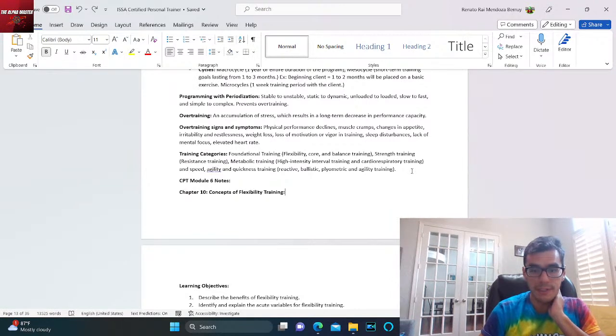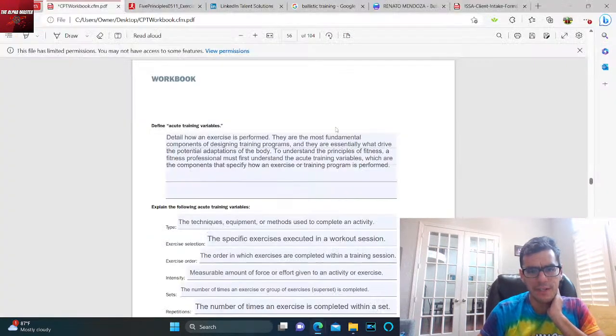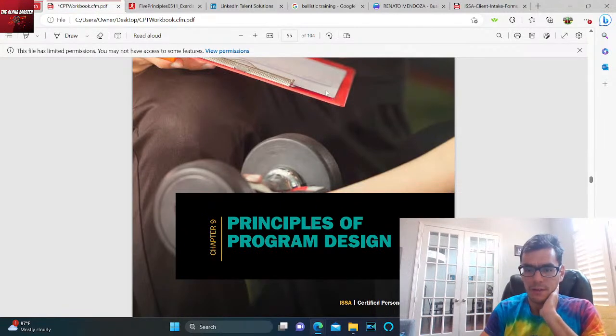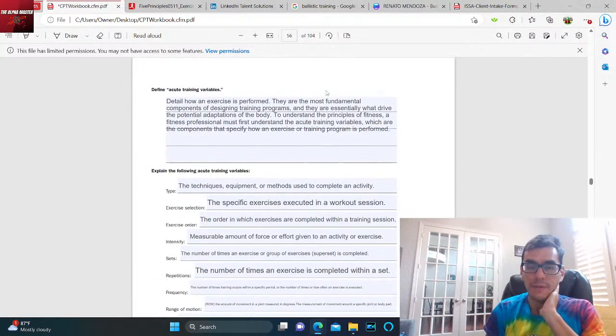Now we're going to go over the workbook, which is pretty much the same. The principles of program design in the workbook. You have the acute training variables. What are acute training variables? They detail how an exercise is performed.